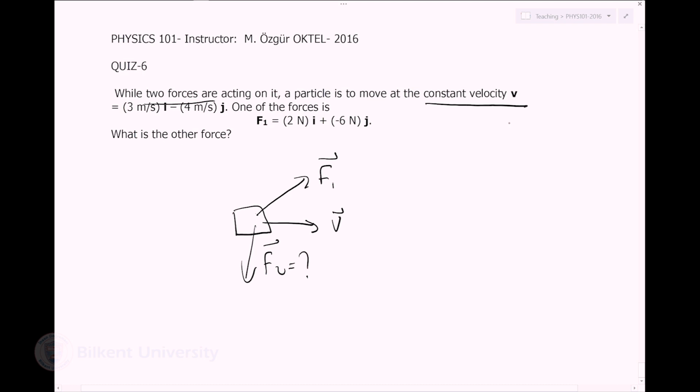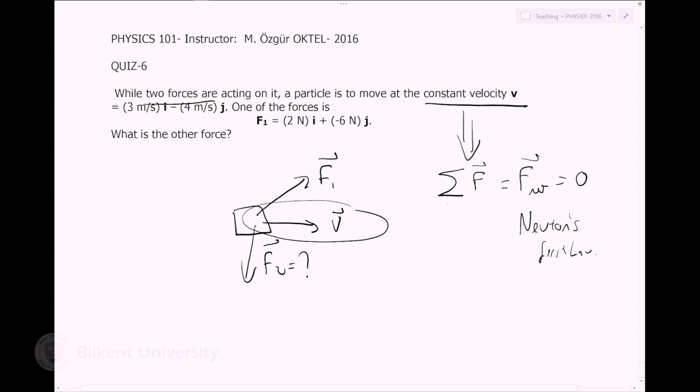We say, hey, if this particle is moving with constant velocity, it means the net force acting on it, which we called F net, is 0. Why? Because of Newton's first law. Or you could say, because of Newton's second law, if velocity is constant, acceleration is 0, net force must be 0. So whatever the value of velocity is, does not matter for us. This was just given as a red herring. It's just to lead you away from the correct answer, right?